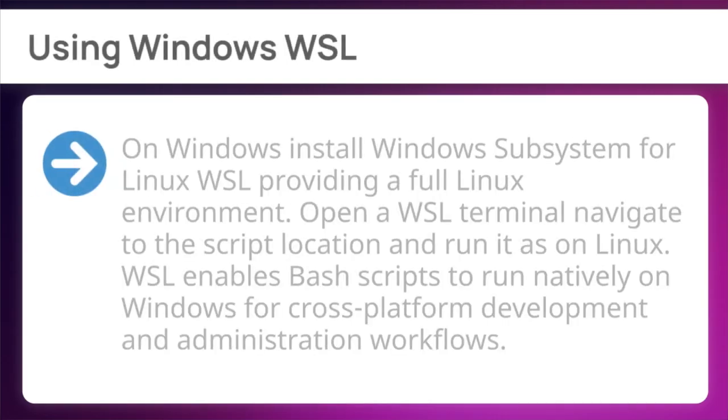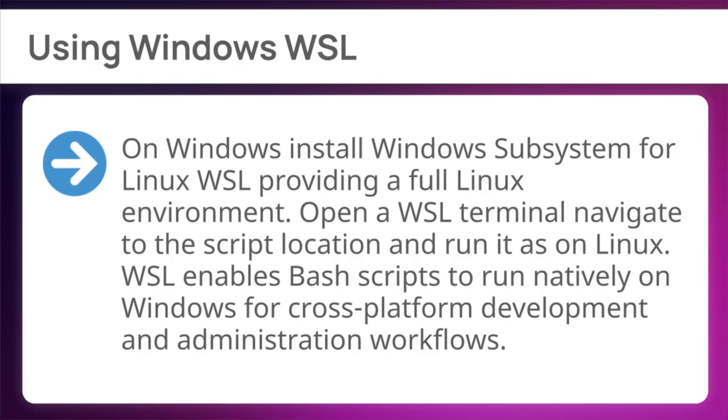Next, using Windows WSL. On Windows, install Windows Subsystem for Linux, WSL, providing a full Linux environment. Open a WSL terminal, navigate to the script location, and run it as on Linux. WSL enables bash scripts to run natively on Windows for cross-platform development and administration workflows.